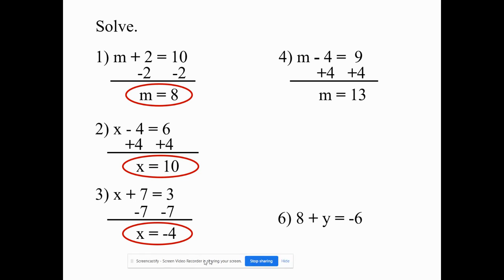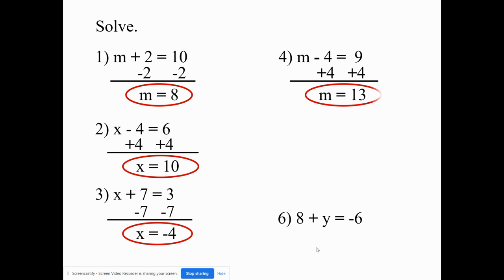Here we've got x plus y equals negative 6. So we want this y on its own. So it's 8 plus. So now we're going to go minus 8. Okay, take 8. Oh, I must have left that one out.